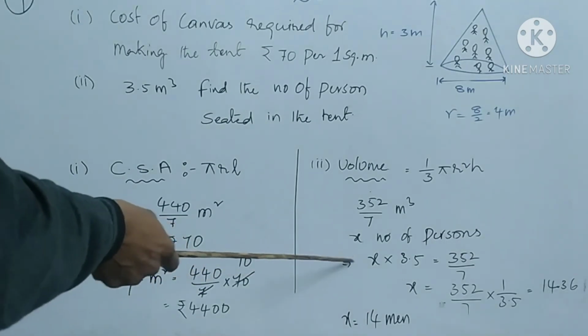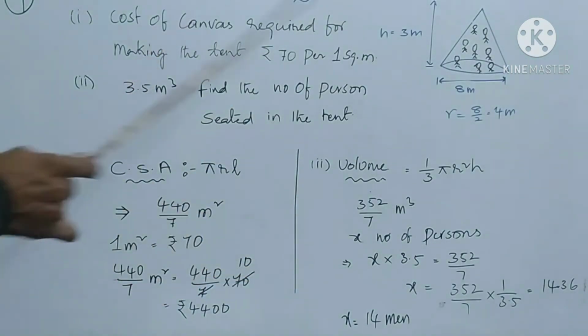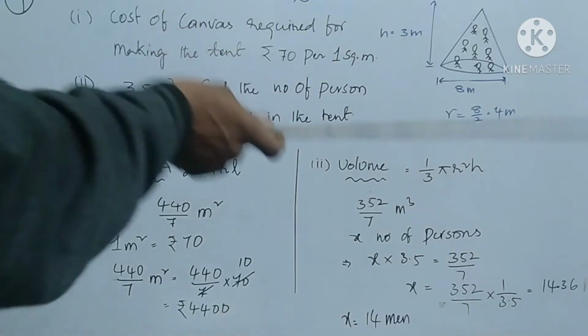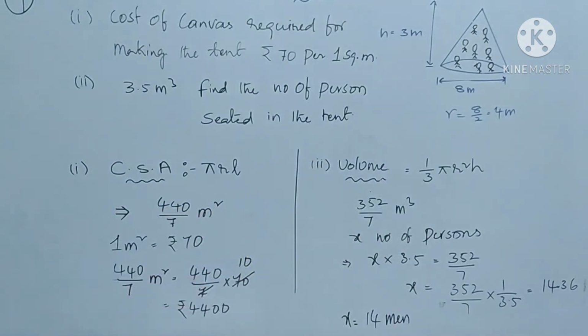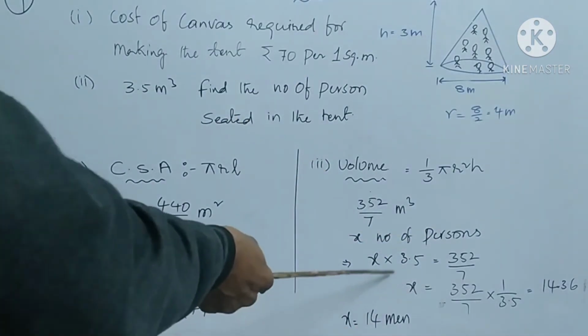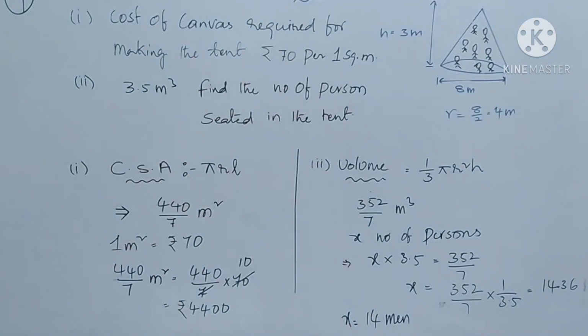This is a very important step. X into 3.5 meter cube is equal to the total volume of the tent, 352 by 7. Here into 3.5 transposes to divided by. So X is equal to 352 by 7 divided by 3.5, that is 352 by 7 into 1 by 3.5. That is 14.36, nearly 14 men. So finally 14 men can be seated in the conical tent erected by the army. This is our final result.